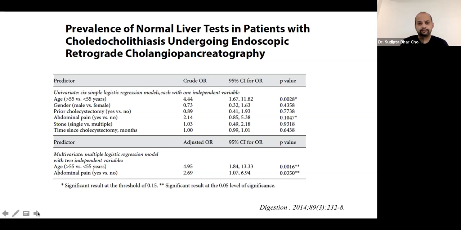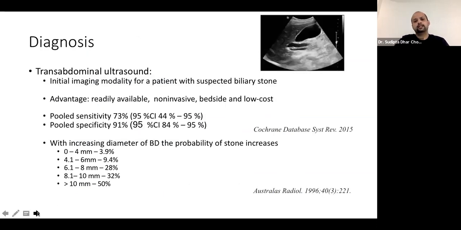The first imaging test we usually choose for evaluation of CBD stones is a transabdominal ultrasound, primarily because it's readily available, non-invasive, can be done at bedside, and is obviously a lower cost test. Again, the Cochrane meta-analysis showed the sensitivity is around 70% and specificity is 90%.